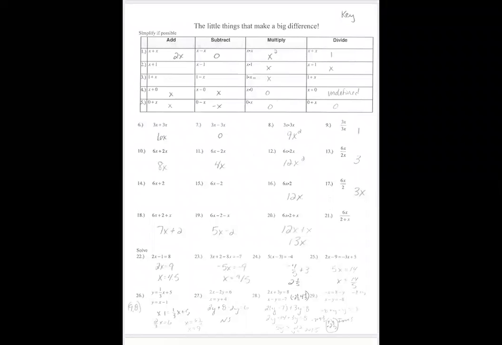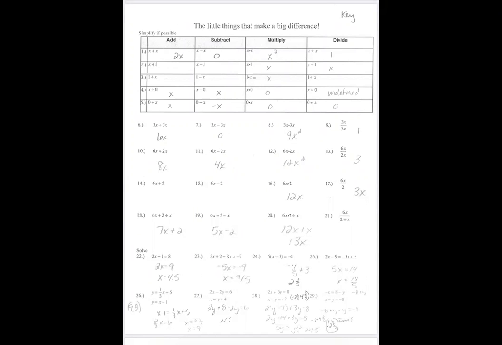For the last row, 5, still dealing with 0, but the opposite order. So we have 0 plus x would still be just x. Again, addition is commutative. For subtraction, 0 minus x would actually be negative x. Since subtraction is not commutative, when you switch the order of the x and the 0, that simplifies to negative x. And for multiplication, 0 times x is still 0, because again, multiplication is commutative.